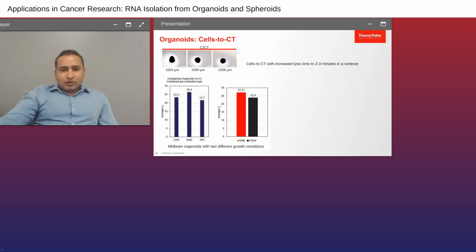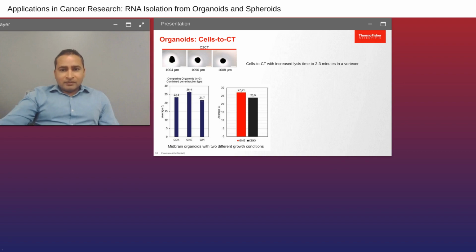We then looked at organoid isolation using our Cells-to-CT kit. Again, these were human midbrain organoids and a little challenging to work with. For these experiments, we used single organoids. In order to achieve complete lysis, again, the samples had to be vortexed for 2 to 3 minutes, and the lysis time was extended from 5 minutes to 7 or 8 minutes to achieve complete lysis of the samples.